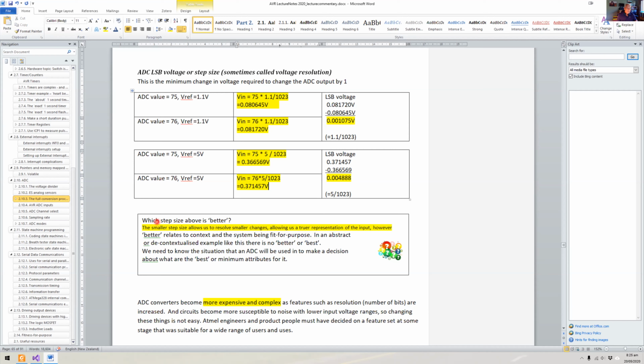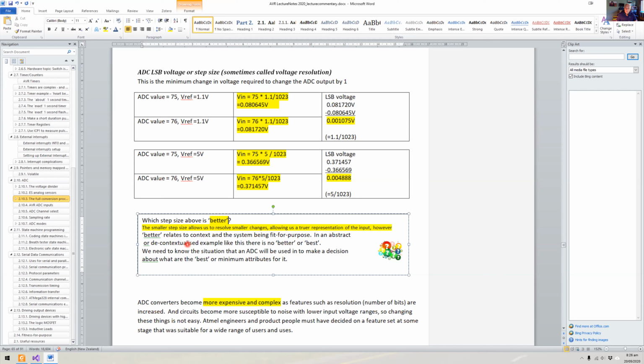Now, of course, if we're thinking about this, which is better? And this is what it comes down to in engineering. Just because one looks better doesn't necessarily mean that it is better. And so actually the smaller step size allows us to resolve smaller changes in input voltage, allowing us a truer representation of the input. However, better relates to context.